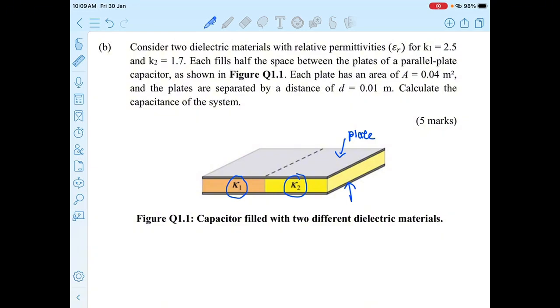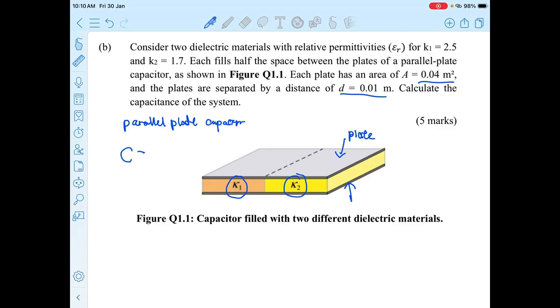Each plate has an area A equal to this, and the plates are separated by a distance D. Calculate the capacitance of this system. The first step is you must identify what kind of capacitor this structure is. You have parallel plates, right? So this is a parallel plate capacitor.